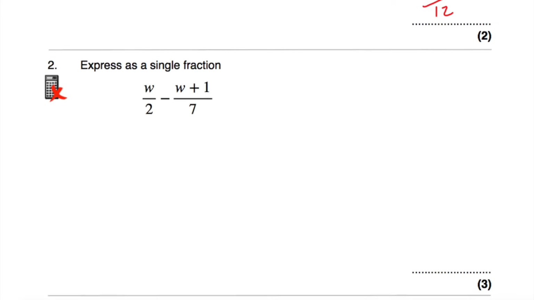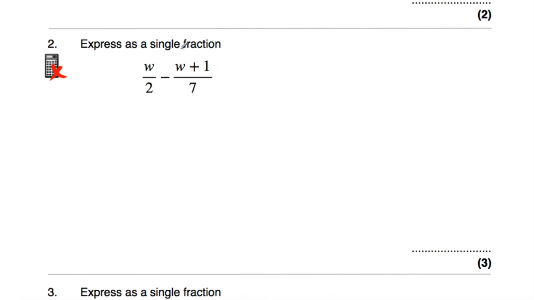Okay, question number two. Question number two says express as a single fraction w over 2 subtract w plus 1 over 7. So again, if we want to subtract these fractions, we want to have the same denominator. With denominators of 2 and 7, I'm thinking 14. 14 is a good common denominator to use. So we're going to have something over 14 subtract something over 14.